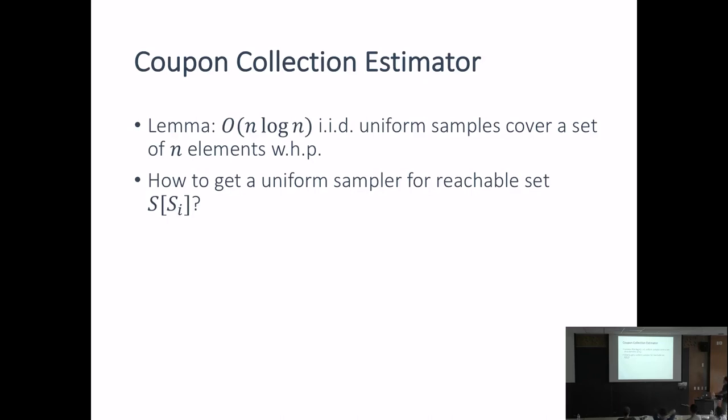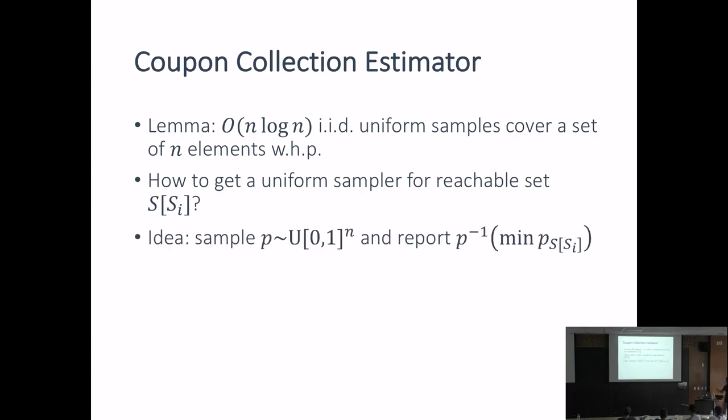So the question now is, how can we get this uniform sampler for the reachable set S_i? It's not clear how you can do that, because you may have two sets with some overlap. How can you sample a node in this reachable set without overcounting a node in the intersection? There will be lots of messy issues coming out.